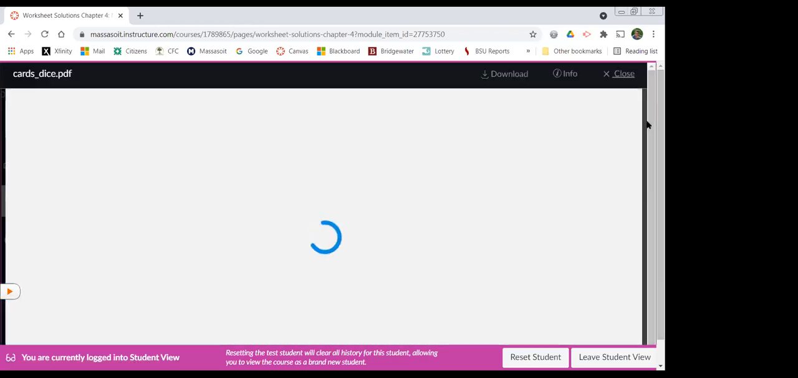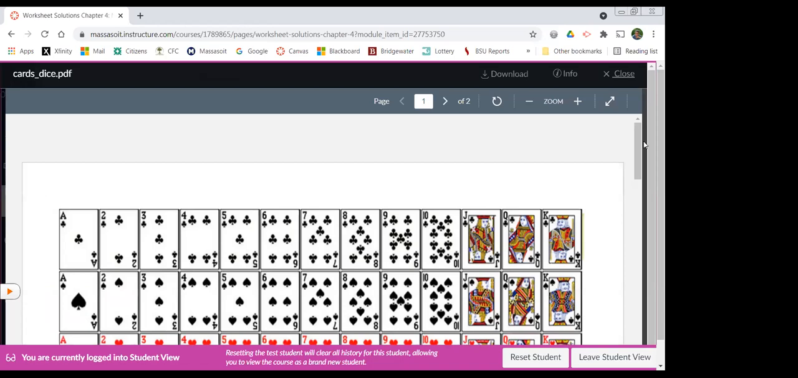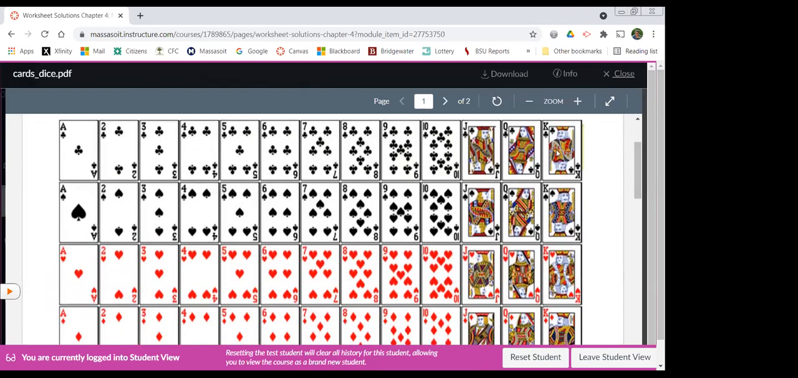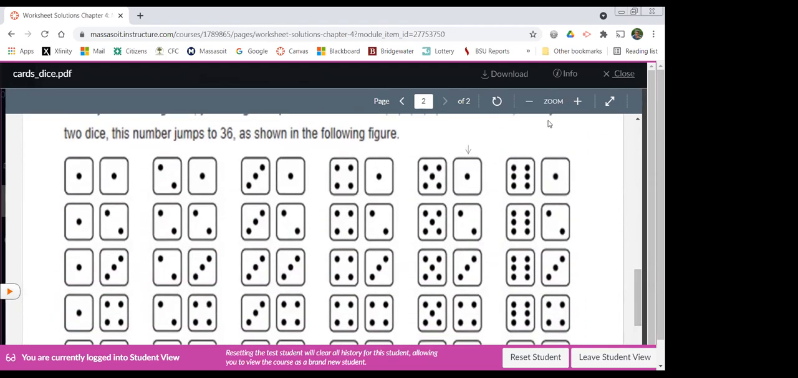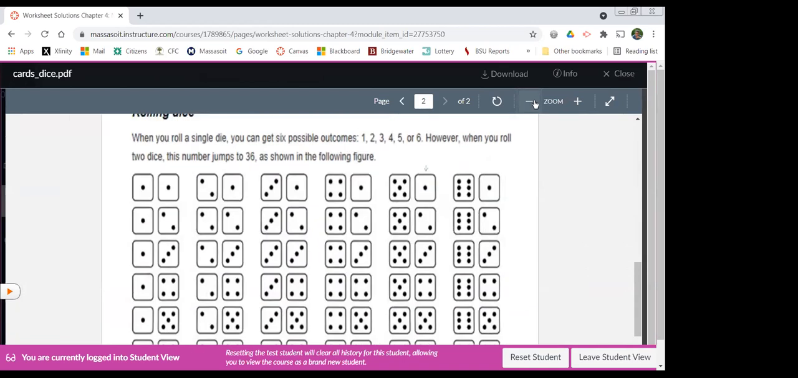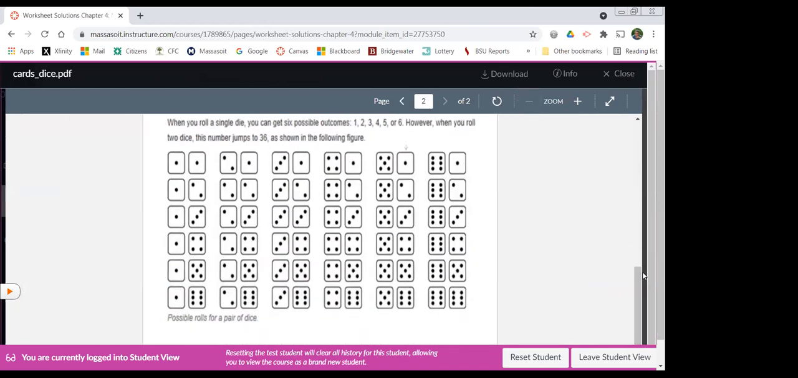This is the one where, if you're not familiar with a deck of cards, it shows what constitutes a club, a spade, a face card. There are three face cards in every suit. And this one here is very important. These are the 36 different outcomes when you roll two dice. If someone asks, what's the probability of me rolling a 10? Well, it could be a 4 and a 6, a 5 and a 5, or a 6 and a 4. So favorable over total would be 3 ways out of 36.